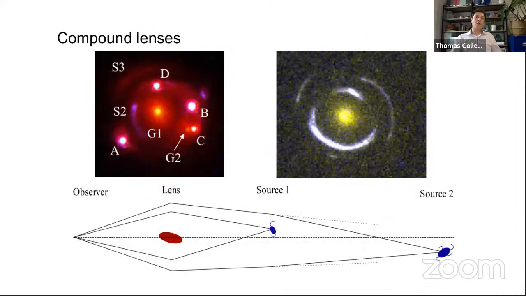And there'll be a sample of compound lenses, systems where you've got 2 rings at different redshifts. Indeed, one of the TD Cosmos lenses is already like this, where the presence of an extra source at a different redshift can also break the mass sheet degeneracy.